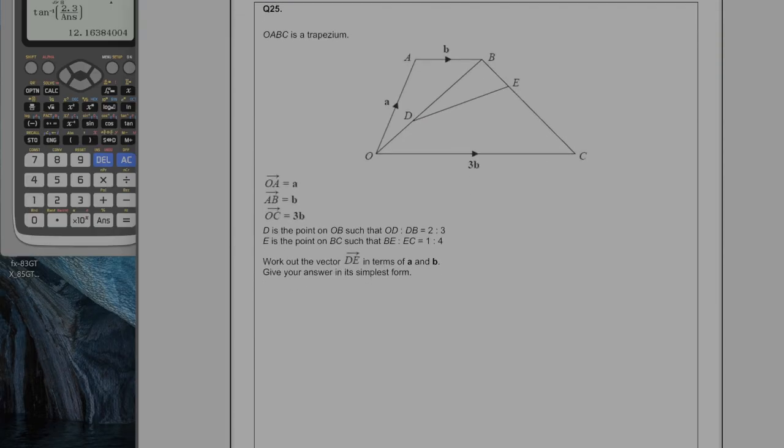Right, question 25. OABC is a trapezium. O to A is a, A to B is b, and O to C is 3b. D is a point on OB such that OD to DB is 2 to 3. So 2/5 and 3/5. I like converting it to fractions. And then B to E is 1/5.